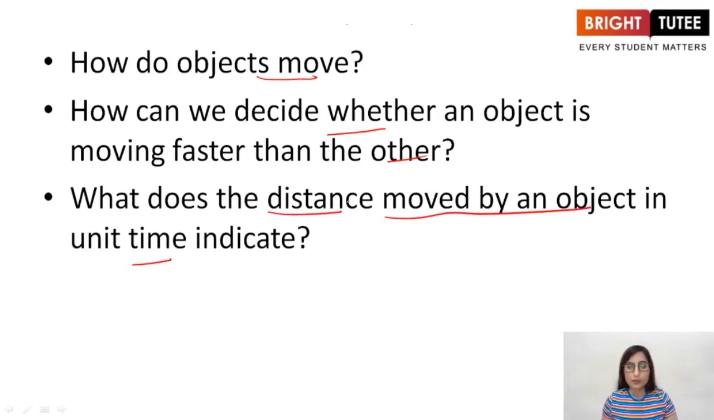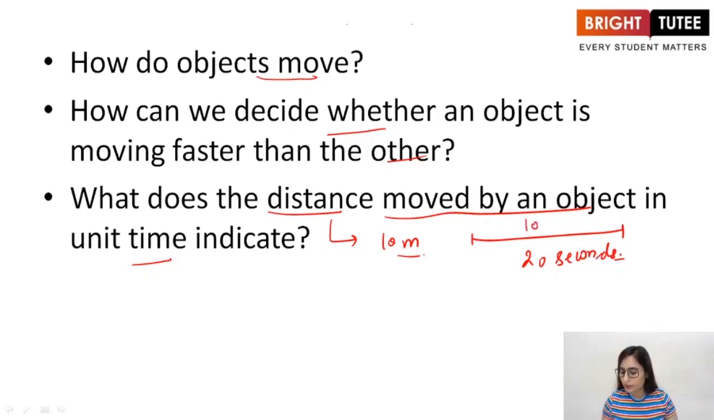Basically, what are we talking about? Let this be 10 meters. For example, you moved 10 meters, and to move that 10 meters you took 20 seconds. You are walking very slowly and you took 20 seconds to cover these 10 meters. So what is its significance? What does it tell you? That this is the distance traveled by a body in this much time. So these are some questions that we will be answering in this chapter.